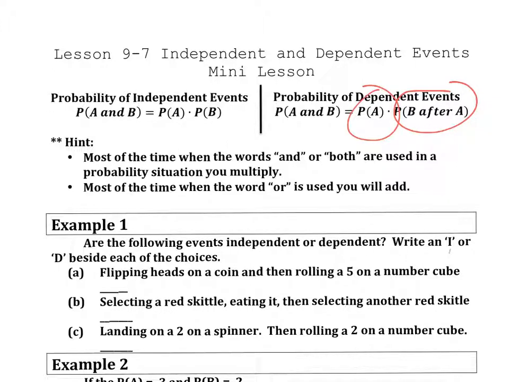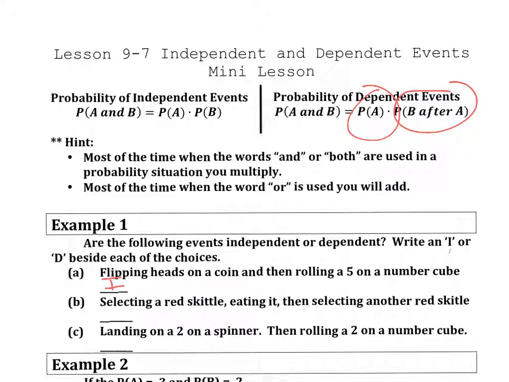So A says flipping heads on a coin and then rolling a 5 on the number cube. Well, flipping heads is certainly independent each time you do it, and rolling a 5 would not be affected by flipping heads, so we would consider these two events to be independent. So we'll write an I there.